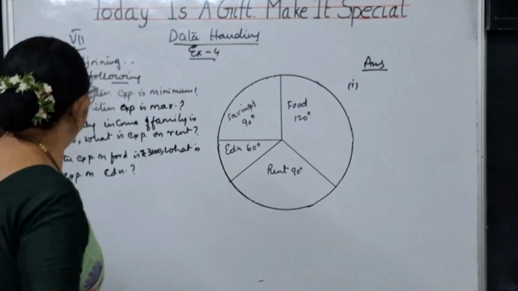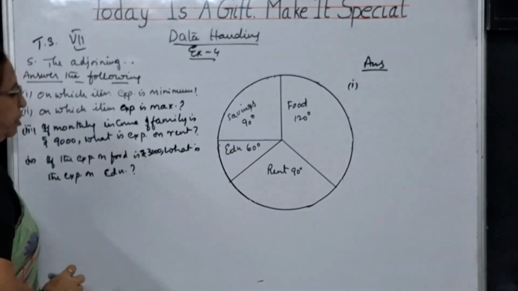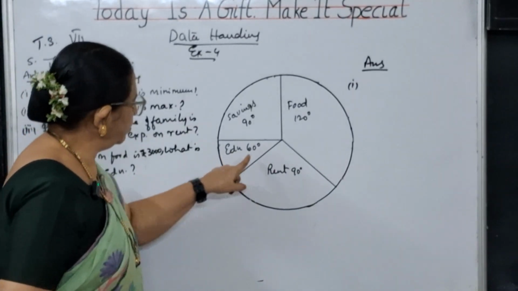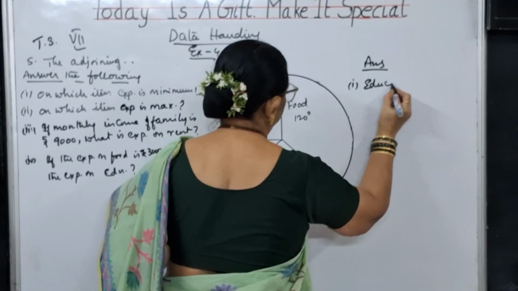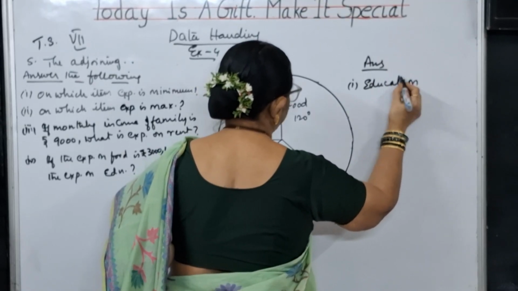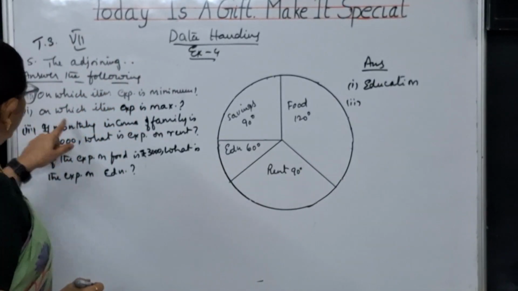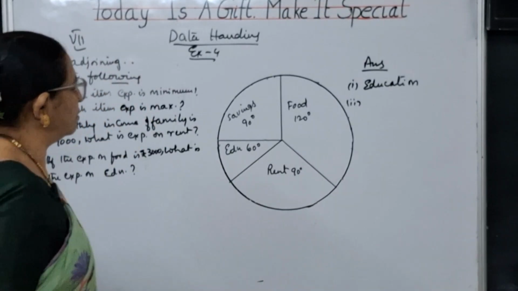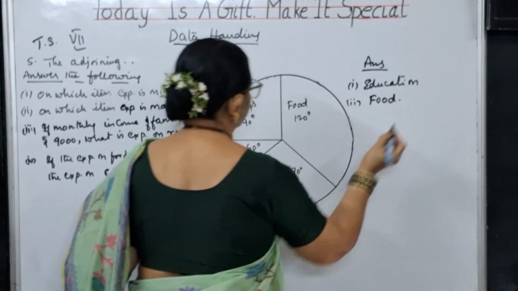The first one, on which item is the expenditure minimum? Minimum means which has the minimum, education. So the first answer is education. On education, the expenditure is minimum. So what is the second one? On which item is the expenditure maximum? Maximum is food. On food, the expenditure is maximum.